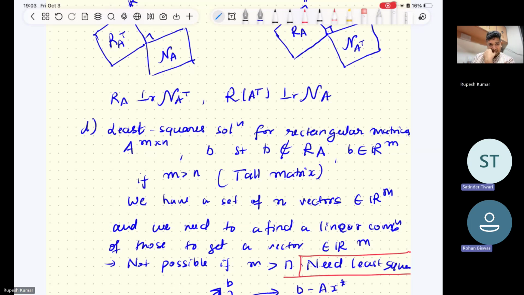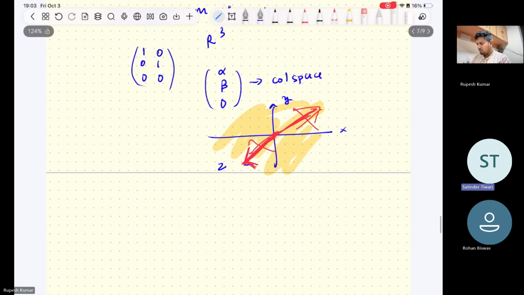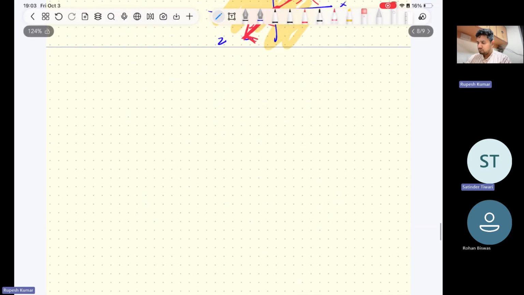Sir, excuse me. If we take one example and try to solve, I think the concept will be more clear than the theoretical things. If we try to solve it, whatever the answer is, we can get some idea.